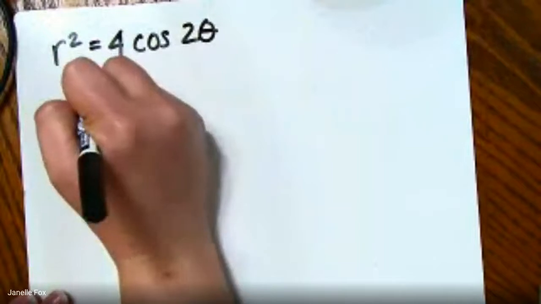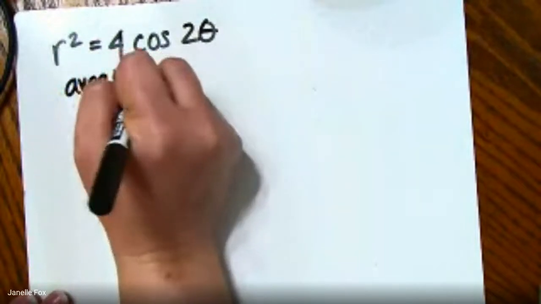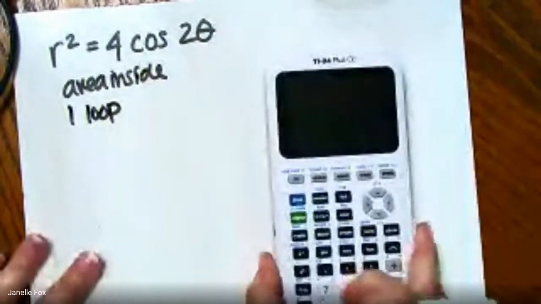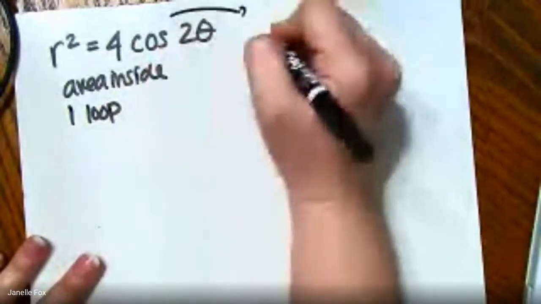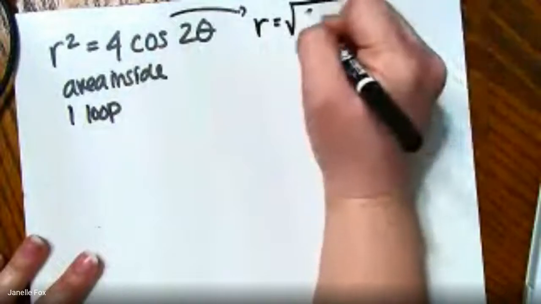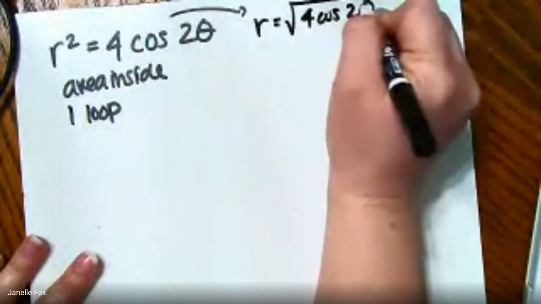So it's the area inside of one loop. Let's go ahead and do that. The first thing we're going to do is graph this guy. You could totally graph it on your graphing calculator, and it will work. I'm going to graph it by hand. For the graphing calculator, though, you do need to change this into r equals the square root of 4 cosine of 2 theta. You can leave it just like that.